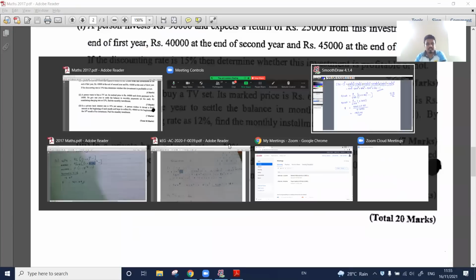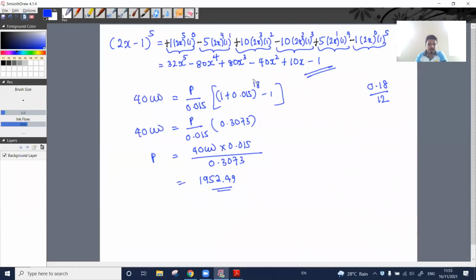So that is why we have considered it as 18 here, because he invests at the beginning of every month. At the end of every month, here we need to consider it as 17.